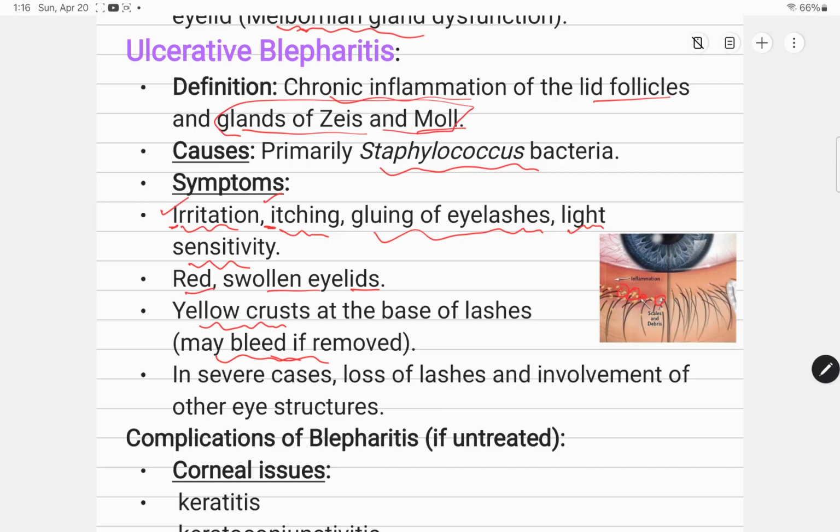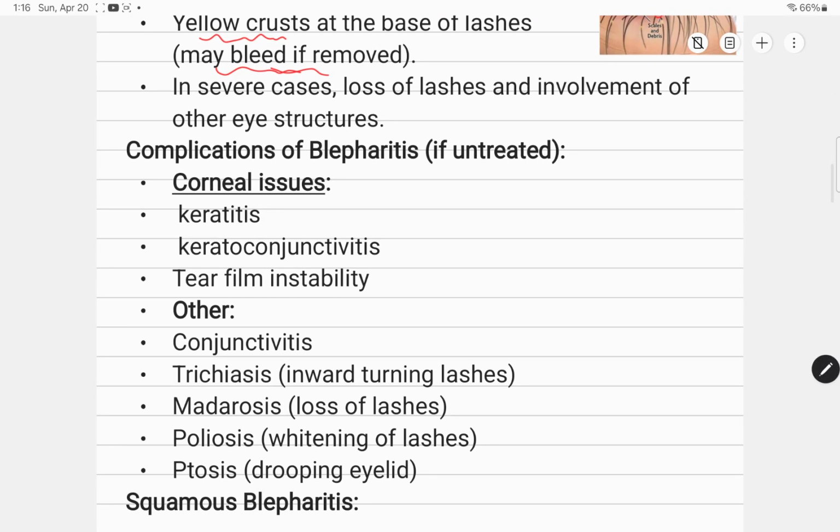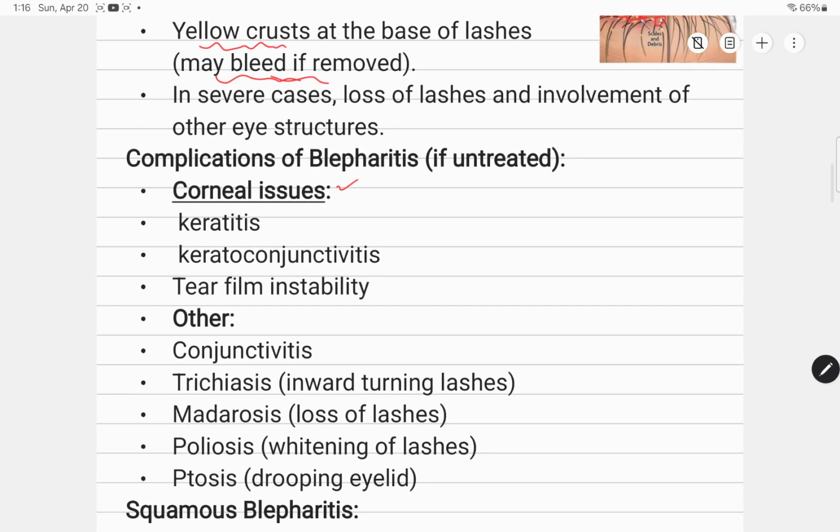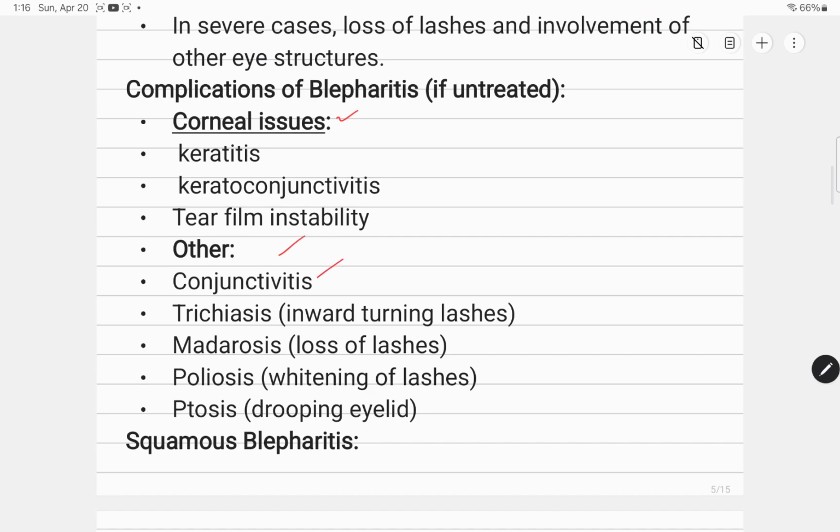Its symptoms are mostly irritation, itching, and gluing of eyelashes. If you try to remove this yellow colored scale, bleeding occurs. Its complications include corneal issues, the cornea may be affected, or conjunctivitis or other diseases.